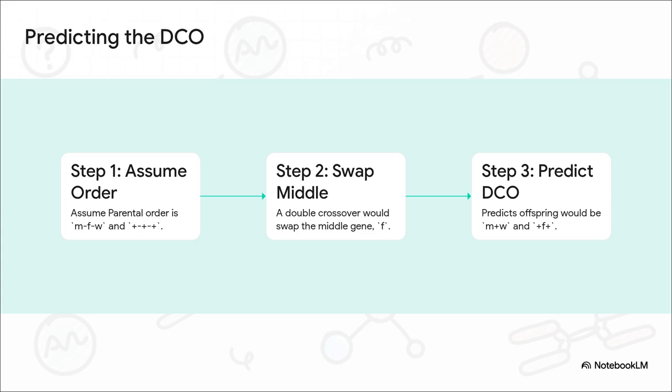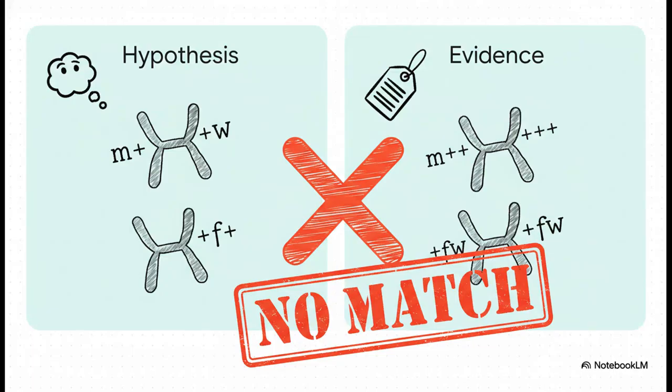So the F from the first chromosome would move to the second, and the wild-type plus from the middle of the second chromosome would move to the first. This would create offspring that are M plus W and plus F plus. That's our prediction. Now we compare. Our prediction was M plus W and plus F plus. But what was the actual evidence?